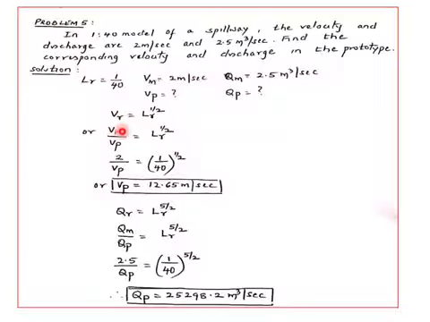Since we want Vp, we know that VR is LR to the power of half. So what is the velocity ratio? It is Vm by Vp. LR, the linear scale ratio, is given as 1:40. Therefore the velocity in the model is known, so the velocity in the prototype can be determined, which is 12.65 meter per second. Similarly, if you want the discharge in the prototype, you can use the discharge ratio QR, which is LR to the power of 5 by 2. QR is Qm by Qp, and the discharge in the model is given as 2.5. So you can find Qp, which is 25,298 meter cube per second. That means we are using the formulas for the velocity ratio as well as the discharge ratio.